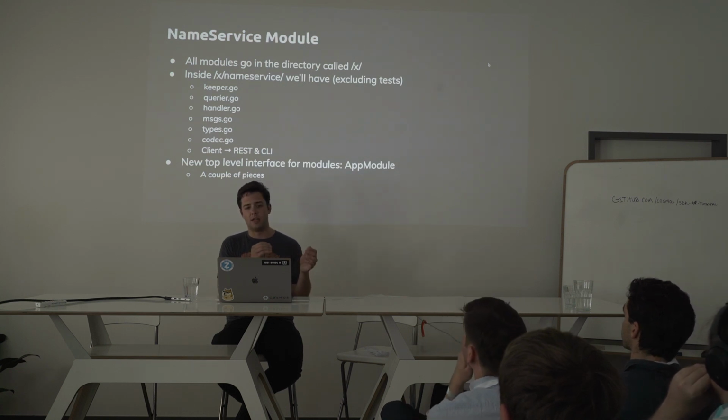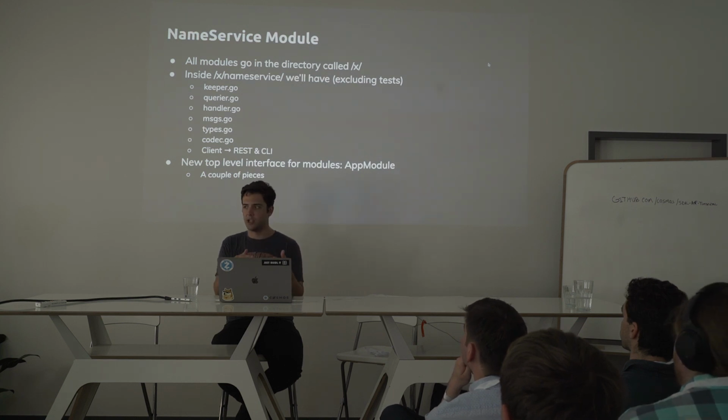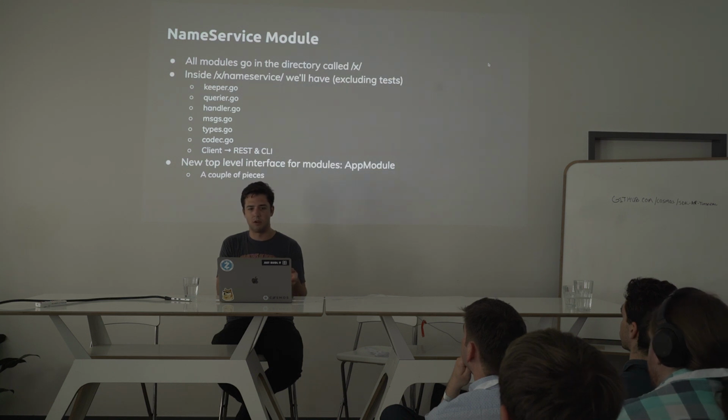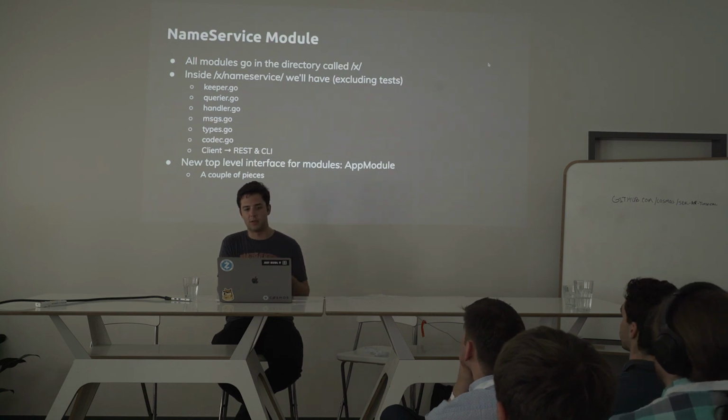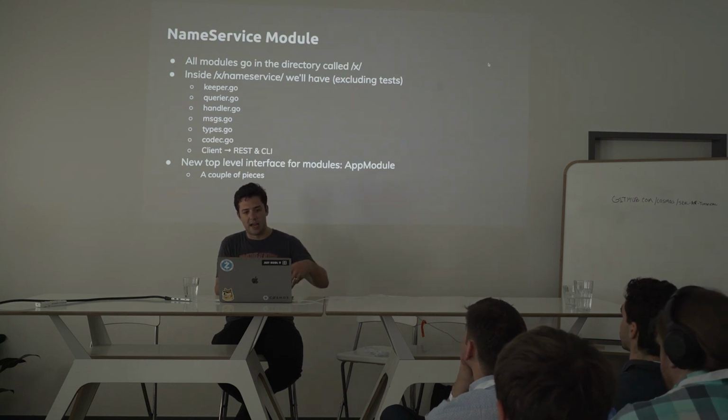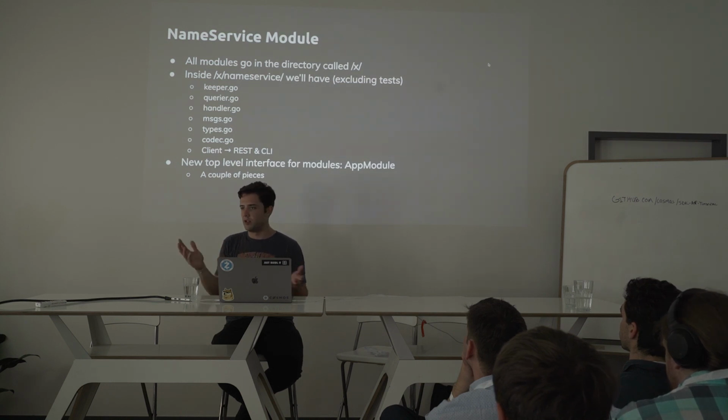Keepers is kind of the core abstraction for a module, and it handles changing values and updating the store. Queriers are the ability to query data from this module. Handlers are the ability to write data to the module. Messages define how data is written. Types, this is sort of like a generic types folder, so all of your structs would live in there. And then the codec is to register the encoding and decoding formats. And then we also have, as I mentioned earlier, the ability to write your own client interfaces.